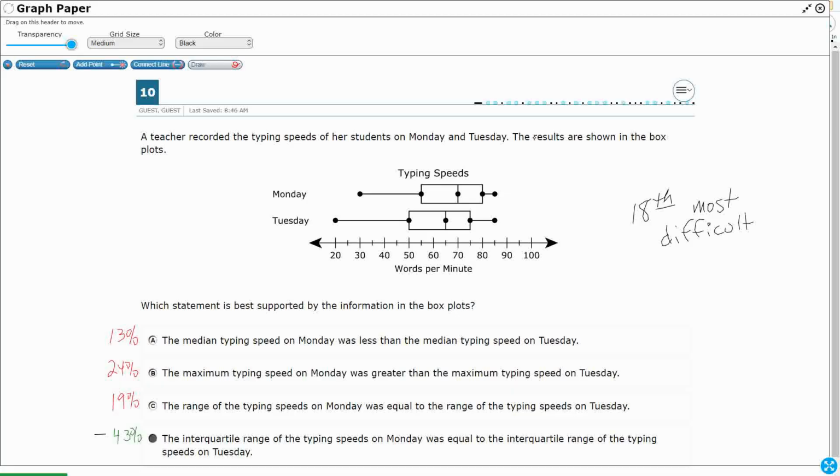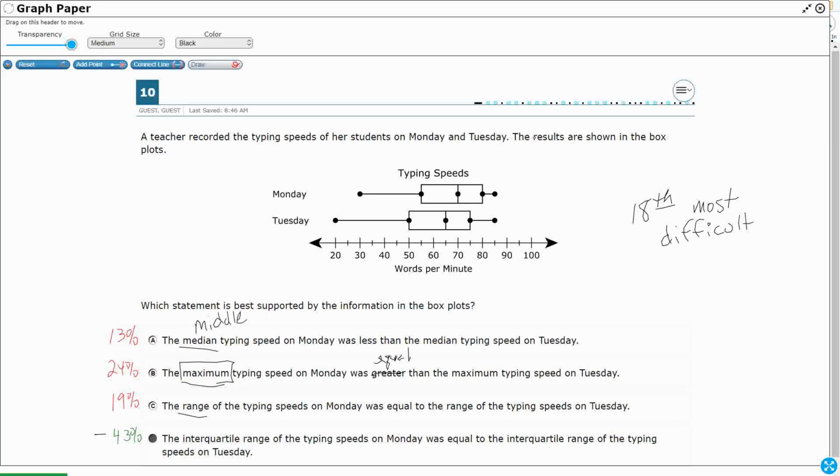Well, you notice we have a lot of vocabulary. So we need median, we need maximum, we need range. And quite honestly, probably the most recognizable term there is maximum. Even though Monday wasn't greater than Tuesday, they were equal. I think one of the draws to B is that we at least recognize what that word maximum is, because you have to know the median means the middle, right?